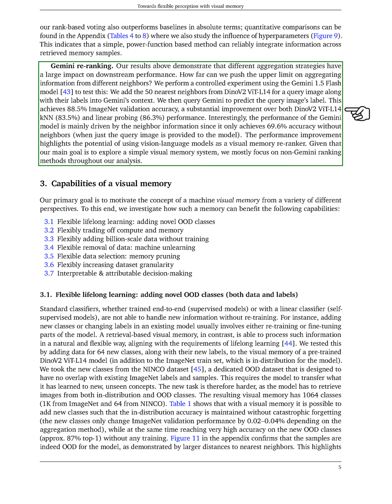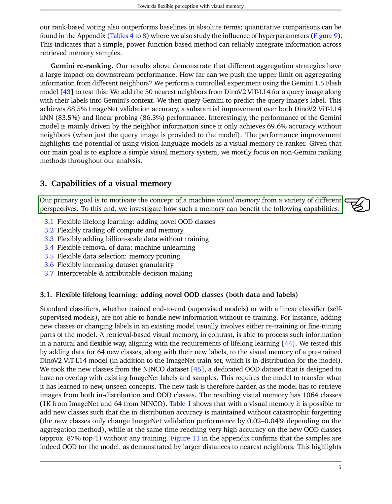Section: Capabilities of a visual memory. In this section, we aim to highlight the concept of machine visual memory from various angles. We focus on flexible lifelong learning, which allows us to add new out-of-distribution classes, including both data and labels.